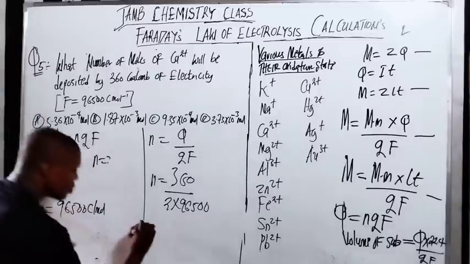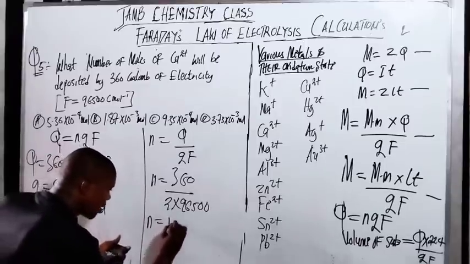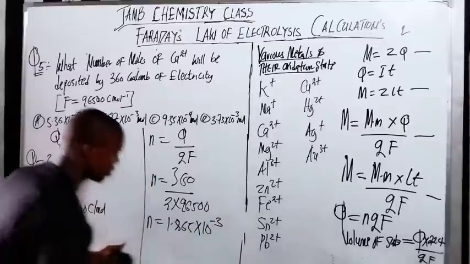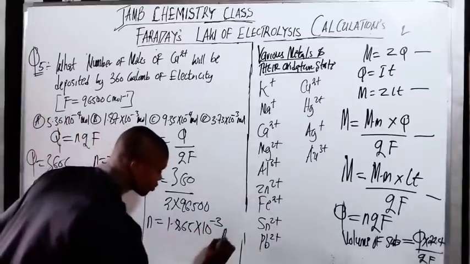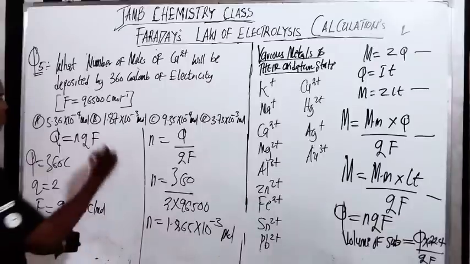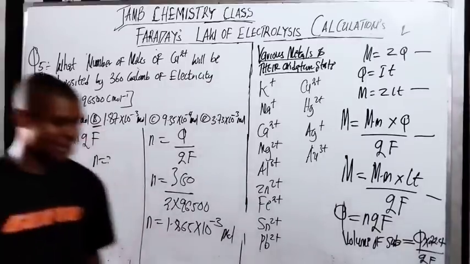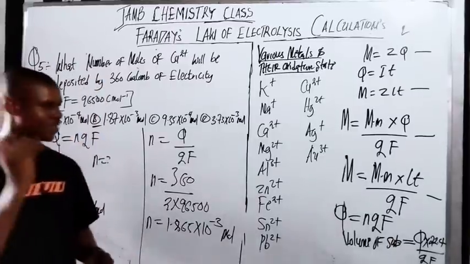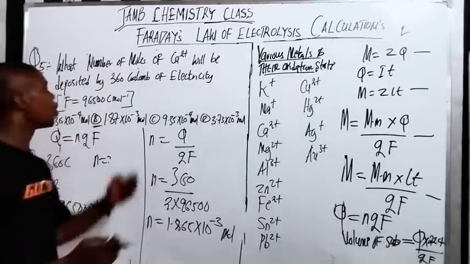So my N is going to be N equals 1.865 exponential minus 3 mole. So what will be the answer here? The answer is B. That is the answer. You can see I can use this base formula to solve questions. They are not actually as difficult as you thought. Okay, now let's look at another one.